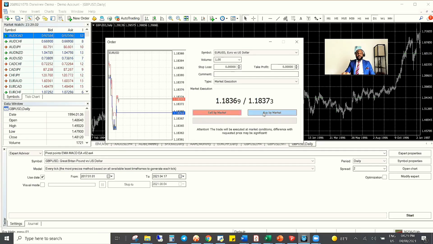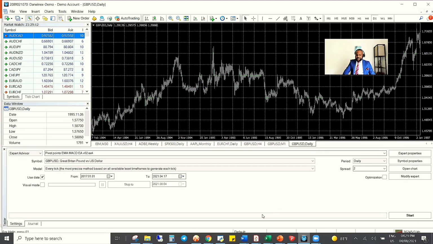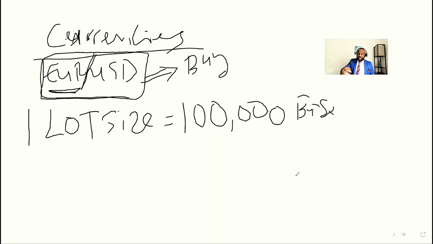Okay, just follow me. When you put one here in this lot size, on this volume, it means you are buying 100,000 of your base currency. Are you with me, guys? So in this case, your base currency is euro. So we are buying 100,000 euro. That's what it means. You're trading with 100,000 of your base currency.